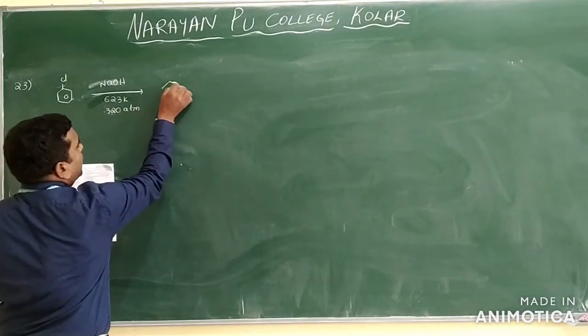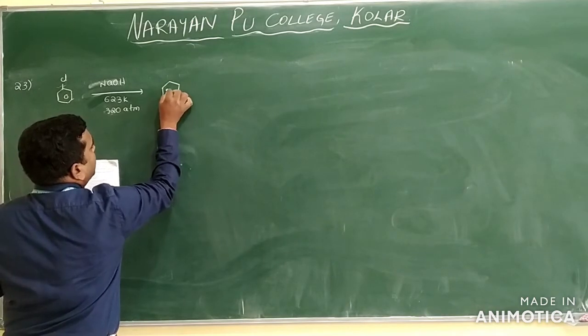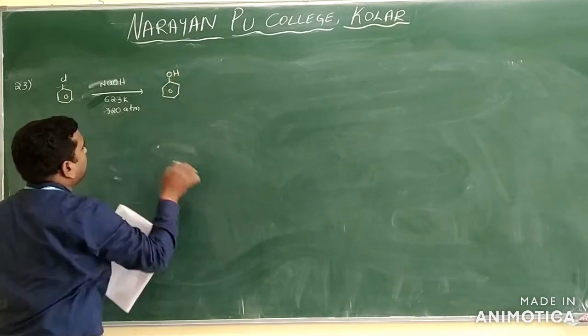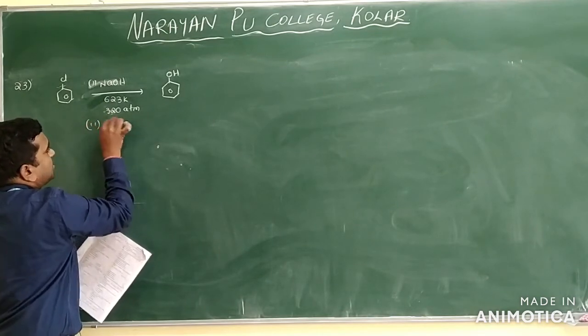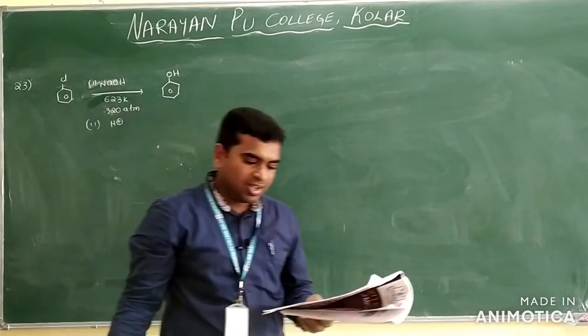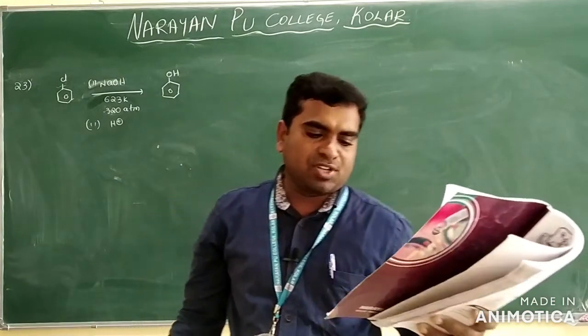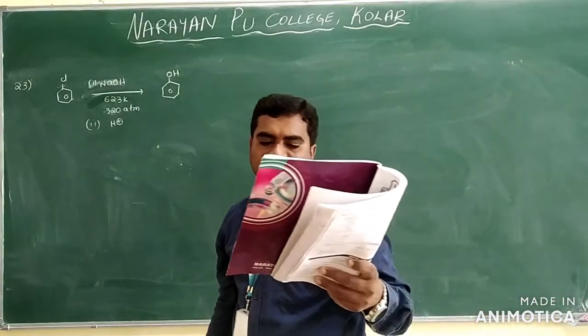Then what will you get here? You will get the compound phenol. This is the first one. Second one, what do we have to do? Hydrolysis. Then you will get phenol. Clear? But they mentioned here, you see the first one, NaOH means NaOH.